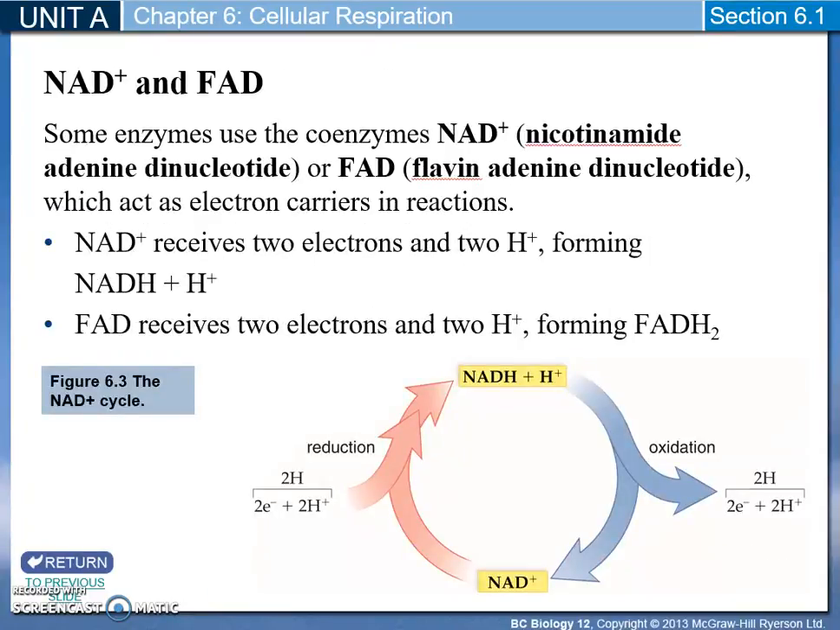Also, you need to be aware of NAD+ and FAD, and some enzymes use these particular coenzymes. NAD+ stands for nicotinamide adenine dinucleotide, and FAD is flavin adenine dinucleotide, and they act as electron carriers in reactions. So what happens is NAD+ receives 2 electrons and 2 H+ ions, and that forms NADH plus H+. FAD receives 2 electrons and 2 H+ ions, thereby forming FADH2.